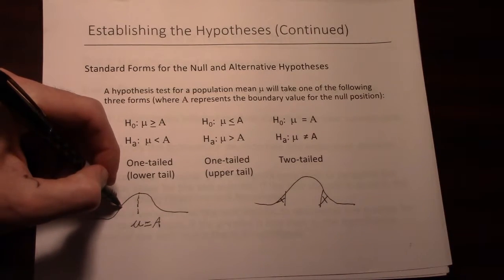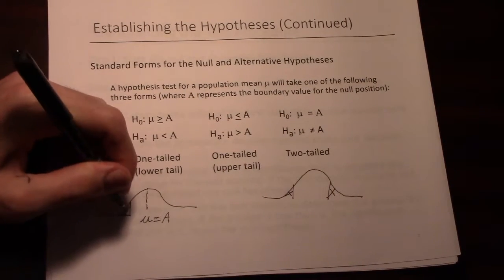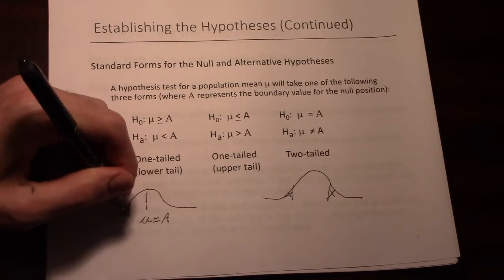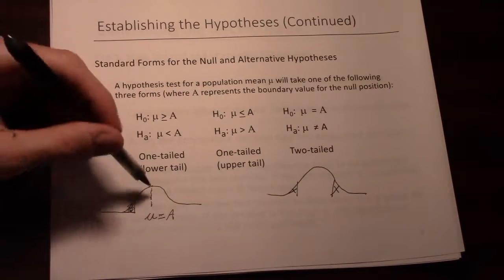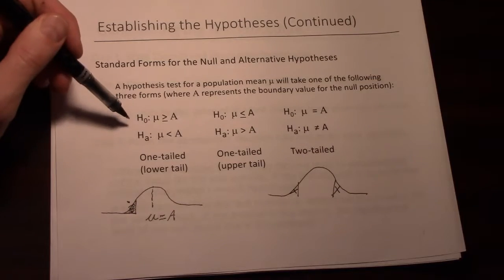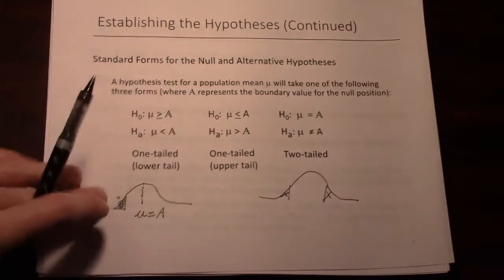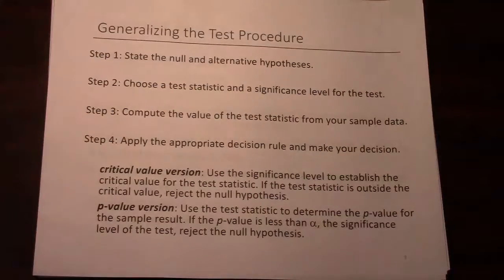But I'm going to set up a rejection region over on the lower tail and say, this is 5% of the time, 1% of the time, whatever. And if my sample mean falls in that range, I'm going to reject what you say and assume the alternative. And we could do one-tailed, upper tail, same sort of reasoning.